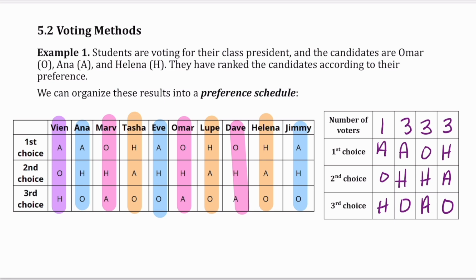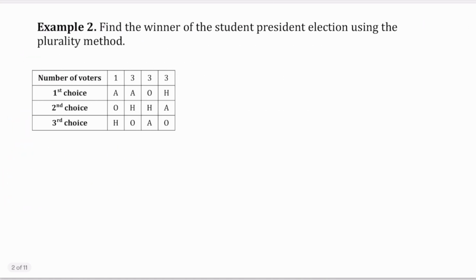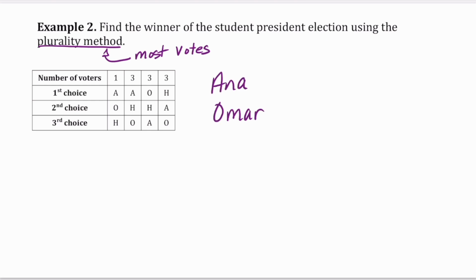Once we fill in all of that information, we now have our preference schedule, which can be used to determine the winner of the election. We'll do that here in example 2. It says find the winner of the student president election using the plurality method. Plurality is the most votes. So our 3 candidates, once again, are Anna, Omar, and Helena.